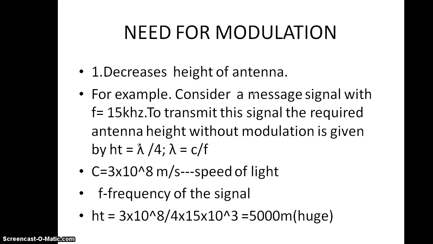The formula to find the height of the antenna is given by Ht equal to lambda by 4, where lambda is the wavelength. And we know the relationship between lambda and c: lambda equal to c by f, where c is the speed of light and f is the frequency of the signal. Now substitute the values of f and c in the formula. Ht now becomes 5000 meter. So this is a very huge value. This is the height of the antenna obtained without modulation.